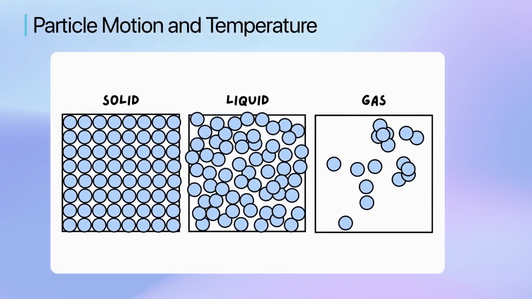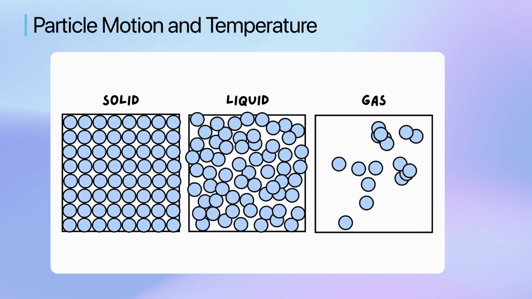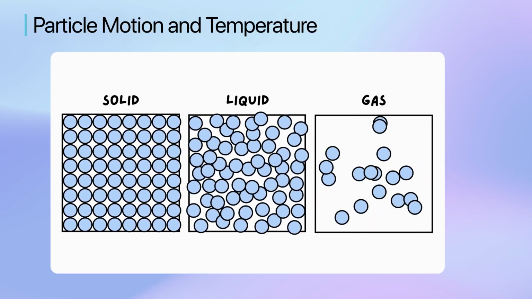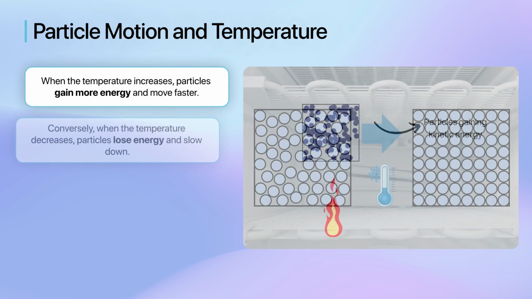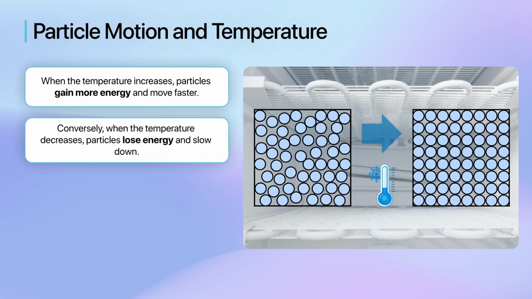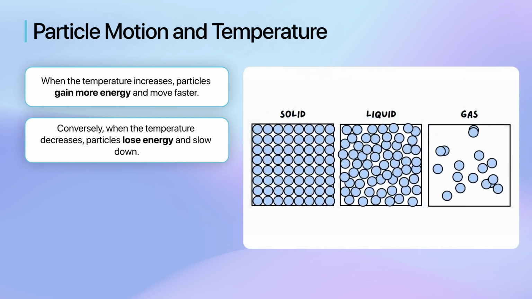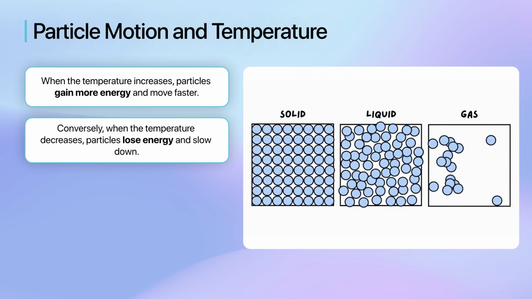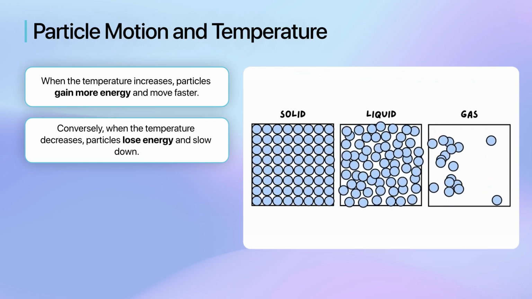One key aspect of the particle model is that particles are always in motion. The speed at which these particles move depends on the temperature. When the temperature increases, particles gain more energy and move faster. Conversely, when the temperature decreases, particles lose energy and slow down. We will develop this idea when we come to discuss changes of states in matter. This understanding of the particle model provides a foundational perspective on how matter behaves on a microscopic level, helping us make sense of various physical properties and processes in everyday life.